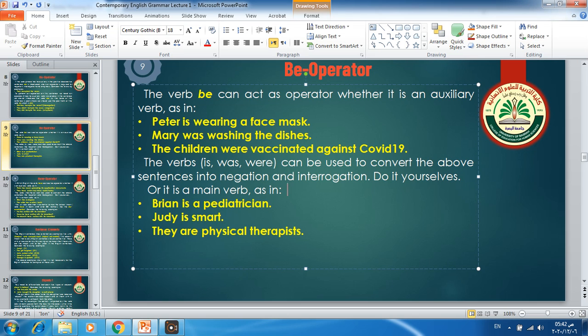So in these examples, we can also use the auxiliary verbs to perform the operations. So we say, is Judy smart? Judy isn't smart. Are they physical therapists? They aren't physical therapists.